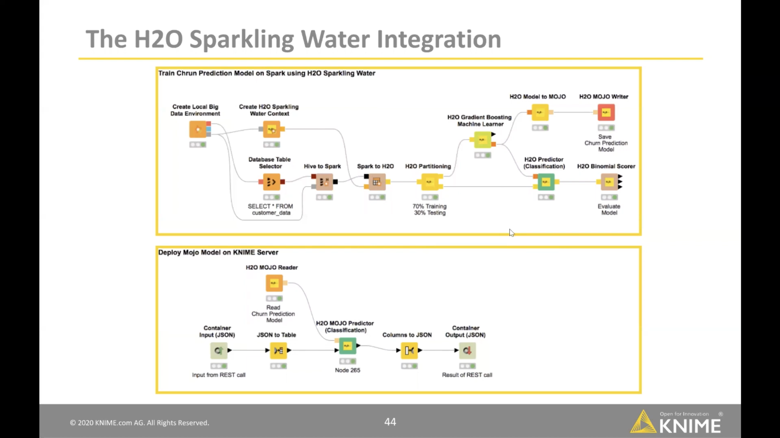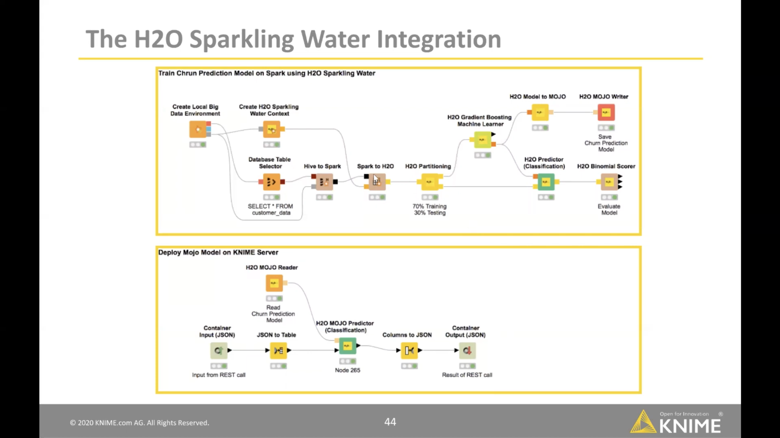Also, one really nice aspect of H2O is the MOJO format. MOJOs are files that contain models. It's an H2O specific format for model export. And we also have a set of nodes that allow you to write out those MOJOs and read them back in, which is really interesting for model deployment.